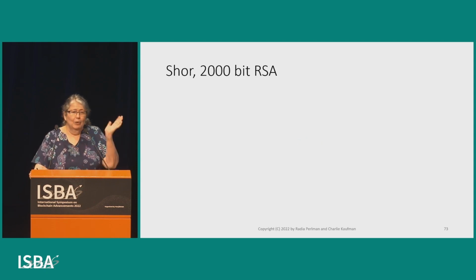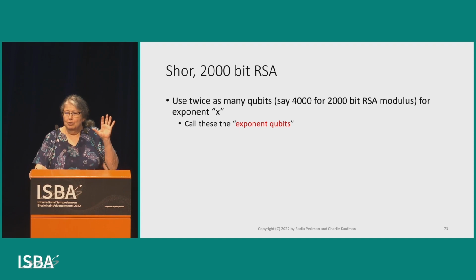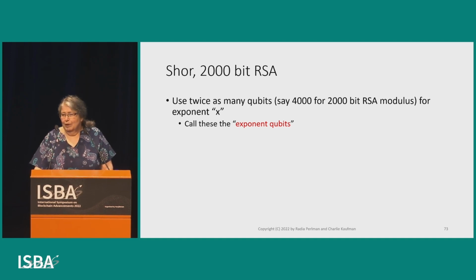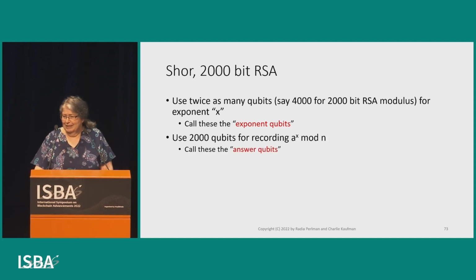So let's say you want to break 2,000-bit RSA. What you're going to do is use twice as many qubits as the modulus. So if the modulus is 2,000 bits, you're going to use 4,000 qubits for what I call the exponent qubits. And we're going to represent all values of x for a to the x simultaneously. That's kind of what quantum computers do. So we're going to store that in the exponent qubits, and we need an extra 2,000 qubits to record the answer to a to the x mod n, and we're going to call those the answer qubits.